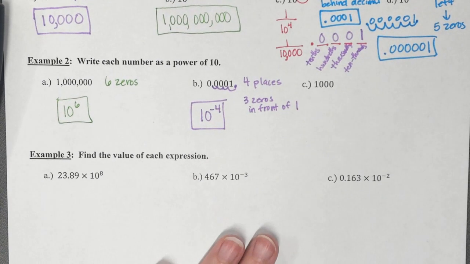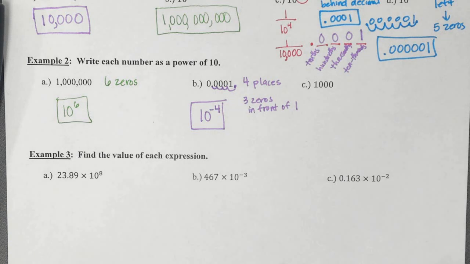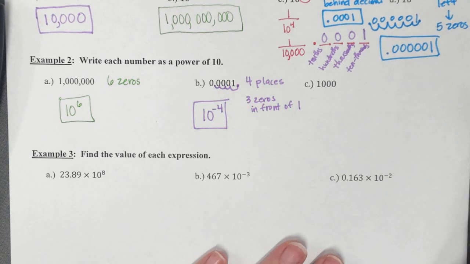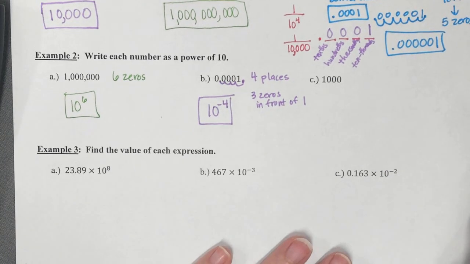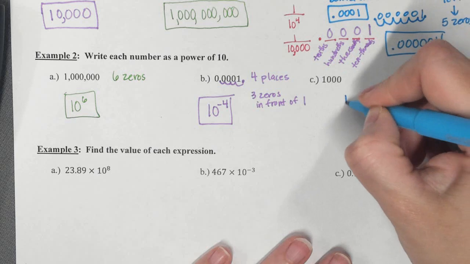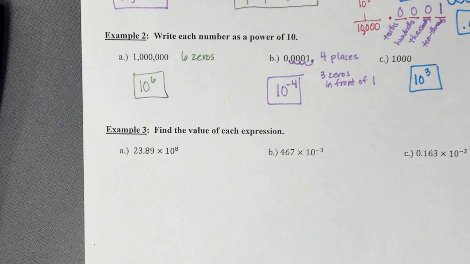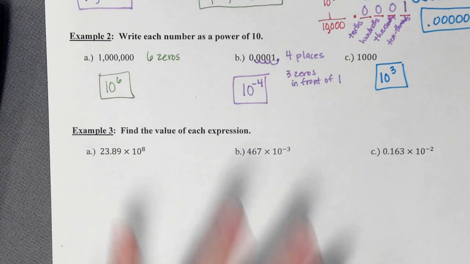Okay, so let's do C. Is that going to be a positive or a negative? Positive. So for that one, what would you get for C? Great, 10 to the 3rd. Oh, good, your voice is back. Okay, so 10 to the 3rd.